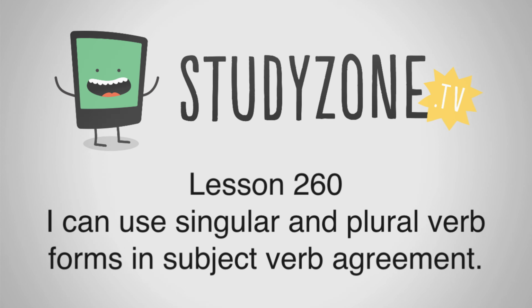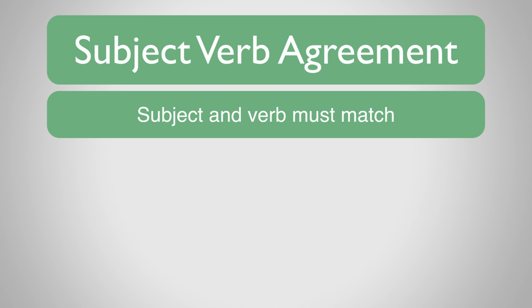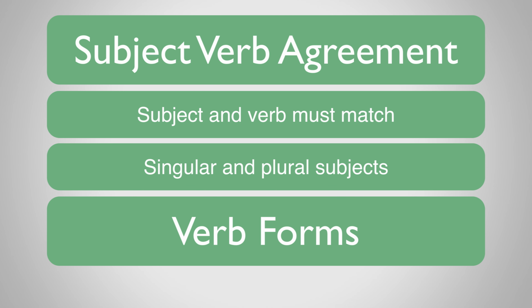We already know that within a sentence we must have subject-verb agreement. That is, the subject and verb must match for it to be grammatically correct. We've also focused on singular and plural forms of the subject. So now let's focus on the different forms a verb may take.